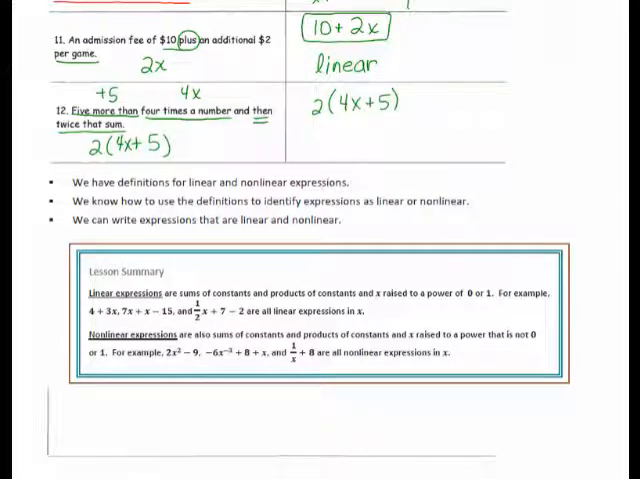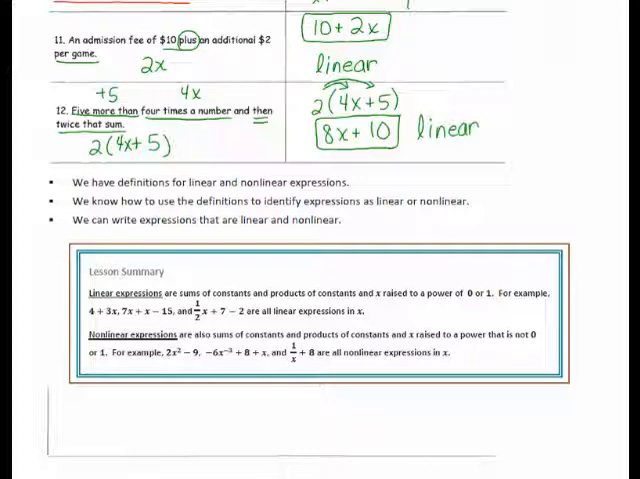Now determine whether it's linear or nonlinear. Looking at it, it looks linear because it has an invisible exponent of 1. You can simplify it to double check. Use the distributive property. That would give you 8x plus 10. And you see that it is a linear expression because it has an invisible exponent of 1 on the variable.